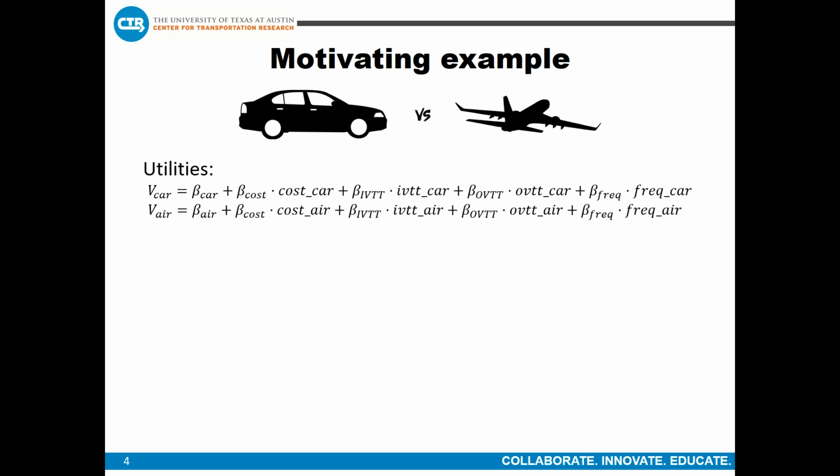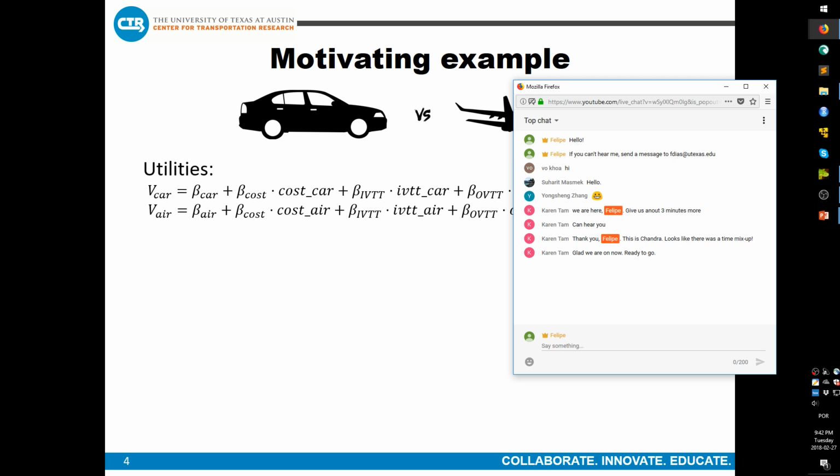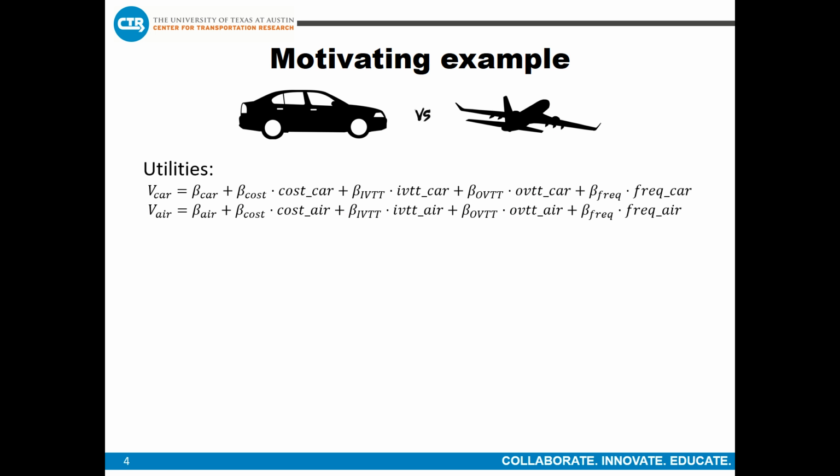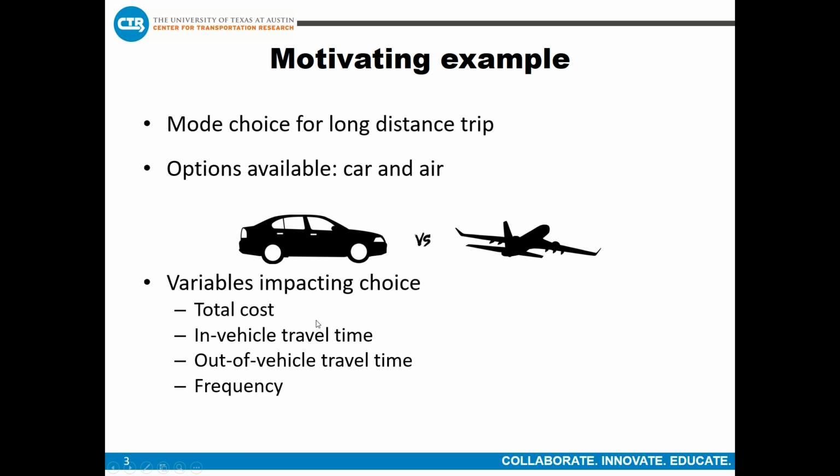So as you've already probably seen with Dr. Bott in class, one way for us to represent utility is to write it out like this, and have each variable impacting each one of the modes. And this would be our first attempt at writing a couple of utility functions for those two modes if we're just considering these variables impacting our choices.